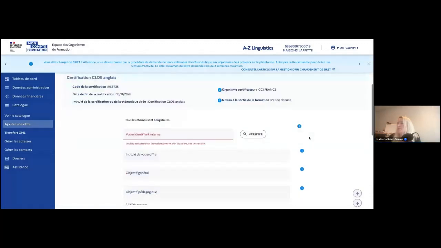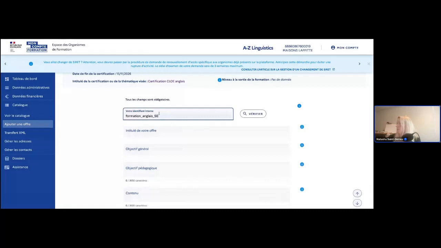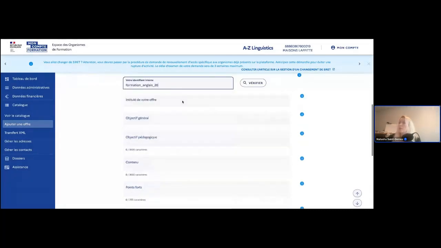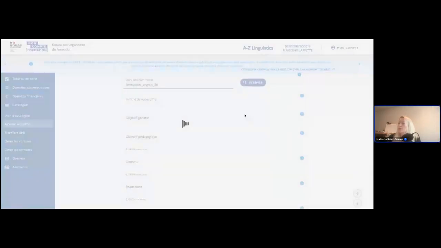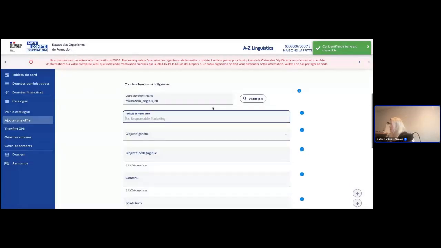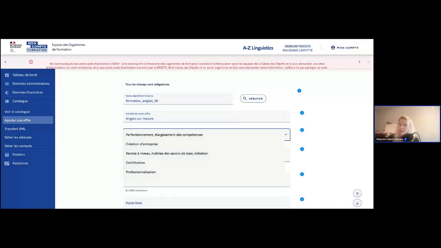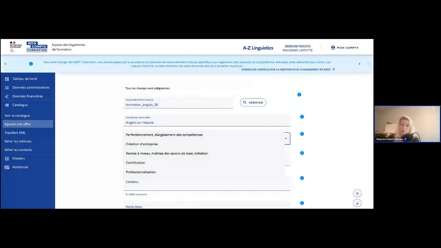Okay, so votre identifiant interne, I can just put whatever. So 50 euros exists, so I can put a 20-hour version. Vérifier, pardon. So then this is going to be Anglais sur mesure. Voilà. Okay, so objective. Never forget as well that to access the funding from the CPF, it has to be in view of this person's career progression. Okay.